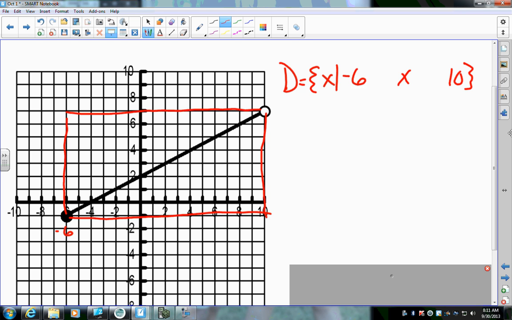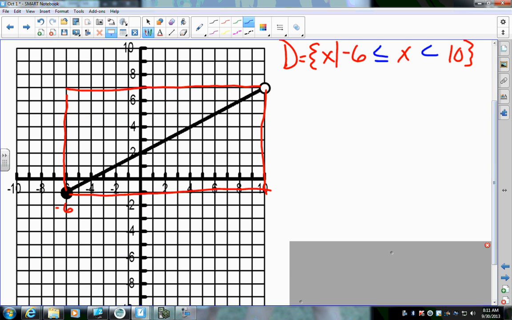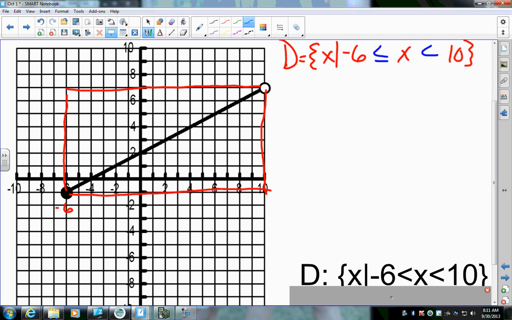Now your symbols, you're going to have them pointing to the less than. On the -6, it is equal to because it's a closed-in dot. So you put less than or equal to. Out at 10, it's an open circle, so you leave it with the less than symbol. All right, there it is.